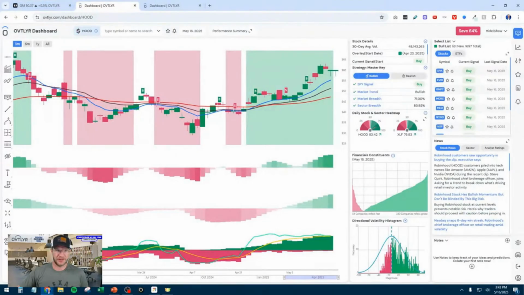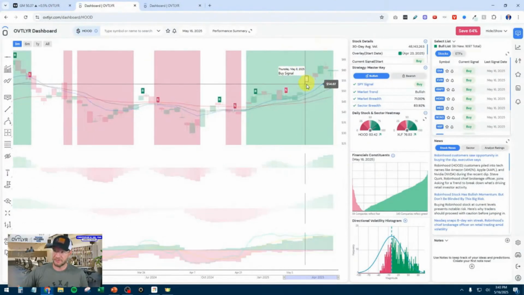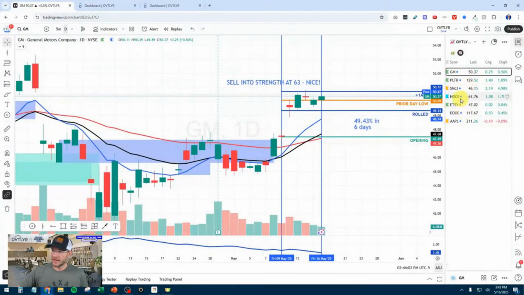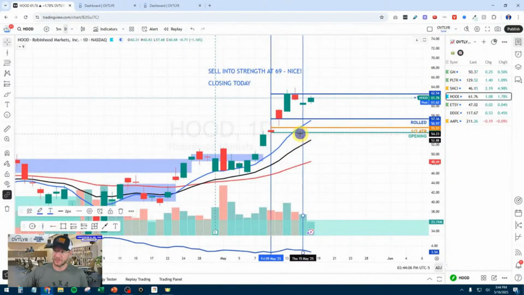Next, Robinhood. This one was crazy. Buy signal came on, what day was that? May 8th. Getting more greedy. The sector's getting more greedy. Breadth was fine. Looking at Robinhood, we can see this here. I got out. What date did I get out? Hang on 2 seconds here while I check the date that I got out. I got out on May 13th.